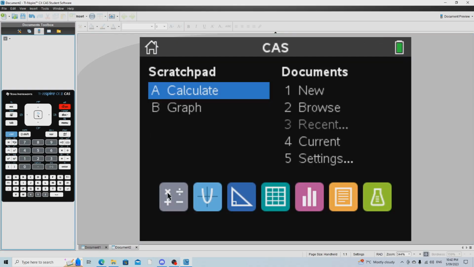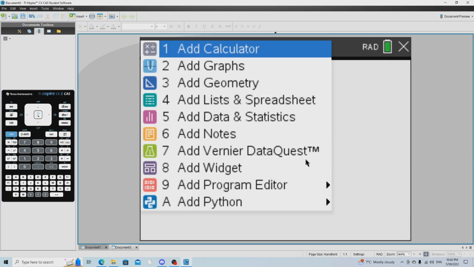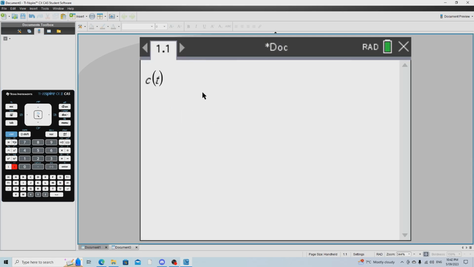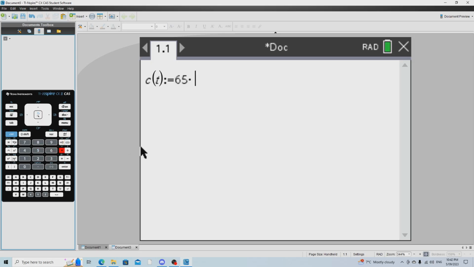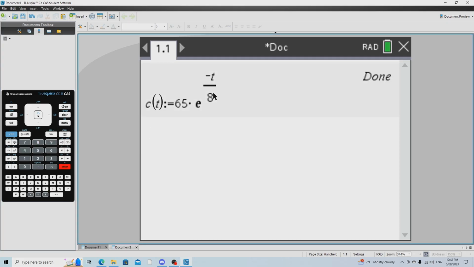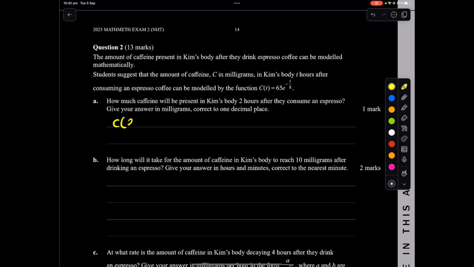So I'm just going to go on my calculator and define a new function. Let's define C of t. So it's 65 times e to the negative t over 8. Perfect. And we want to find how much caffeine, so we want C of 2. Control Enter to 1 decimal place. So it'll be 50.6 milligrams. Perfect. Next question.